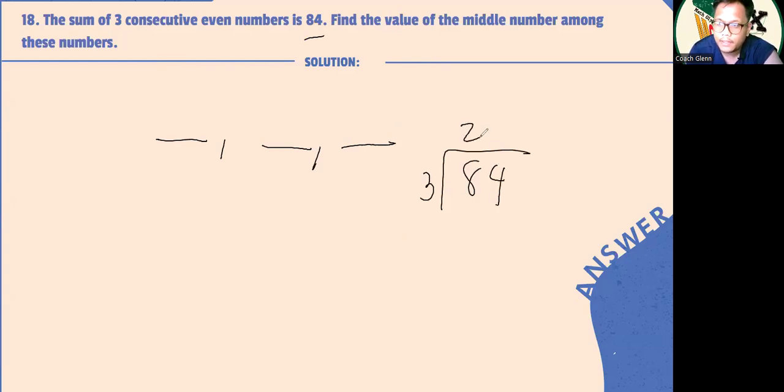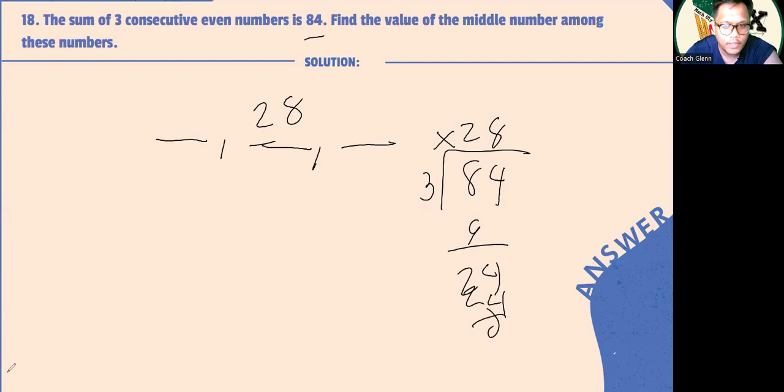So 8 divided by 3, that's 2. 2 times 3, that's 6. So 24. 24 divided by 3, that's 8. 8 times 3 is 24. So that means that 28 is our average. So that would also become our middle number. Okay. The final answer here is just 28. Again, your middle number is just your average. So if you have the sum of 3 numbers, you just need to divide the sum by how many numbers they are, which is 3. So 84 divided by 3 is 28. So that means our final value is 28.